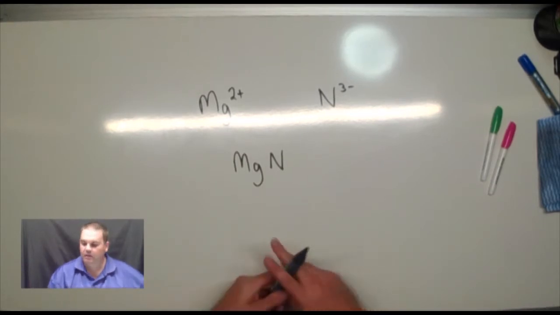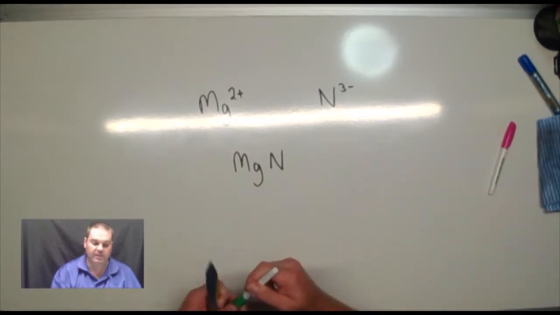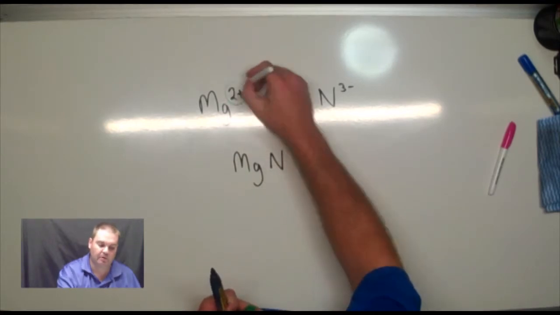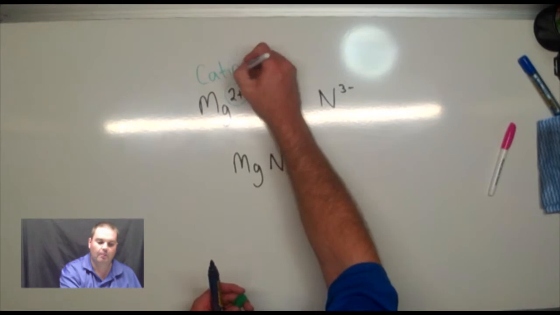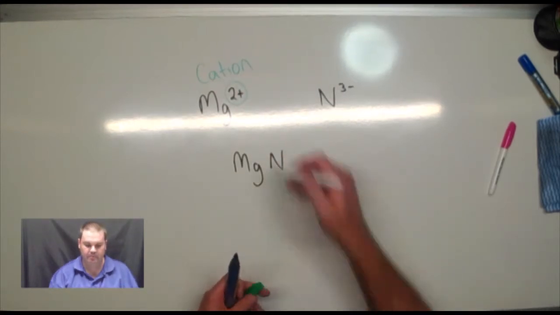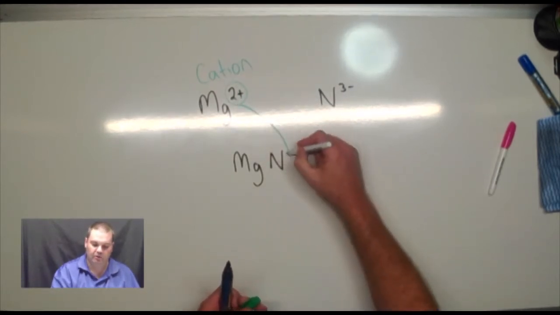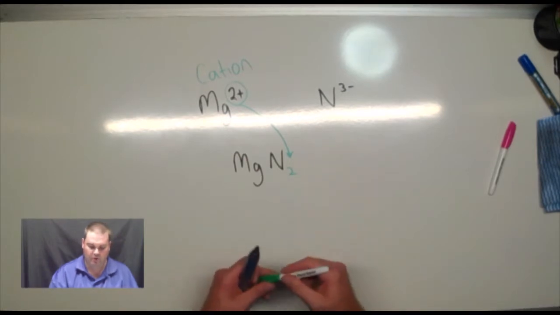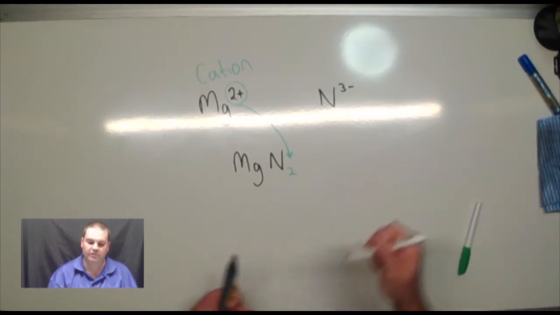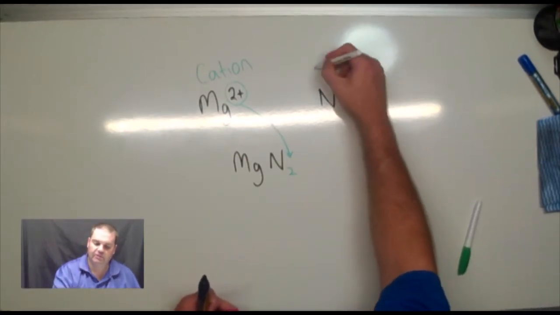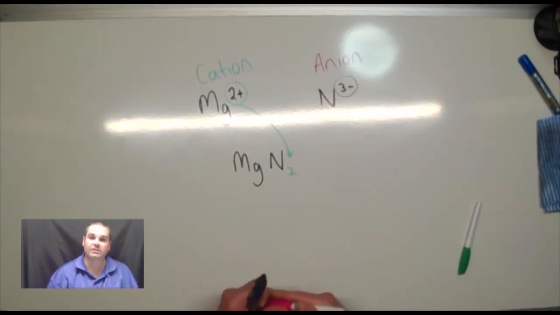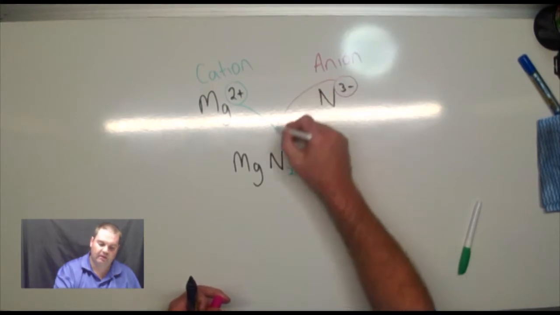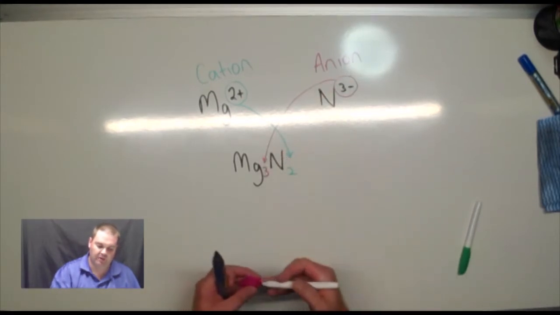Okay. What you do is you take the number that's on the top of the cation. So a cation is a positively charged atom. Right? You take that number and you cross it down to the bottom of the negatively charged one. Here's the negatively charged. We call this an anion. Okay? Anything with a negative charge is an anion. We take that number and bring it down here to be a 3.